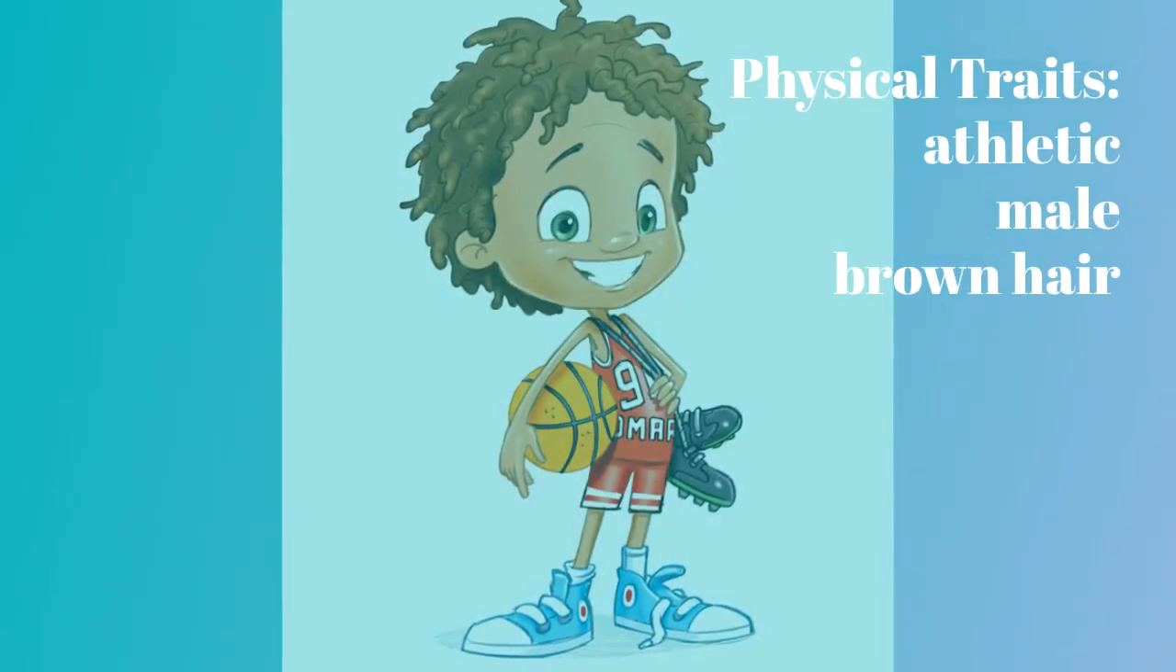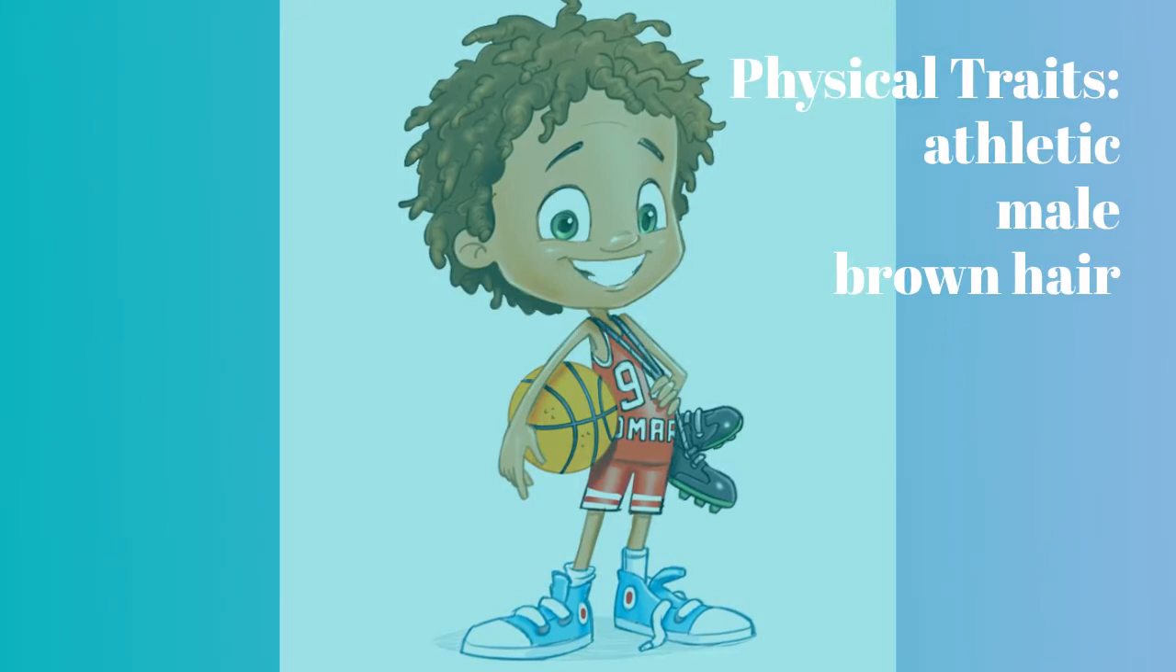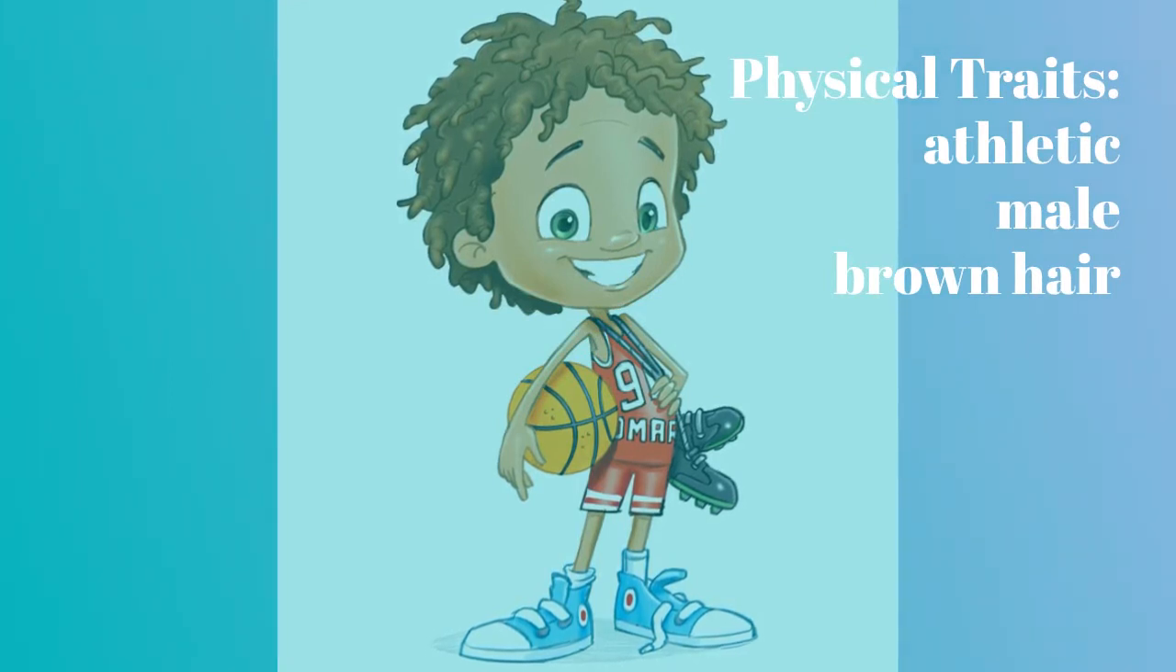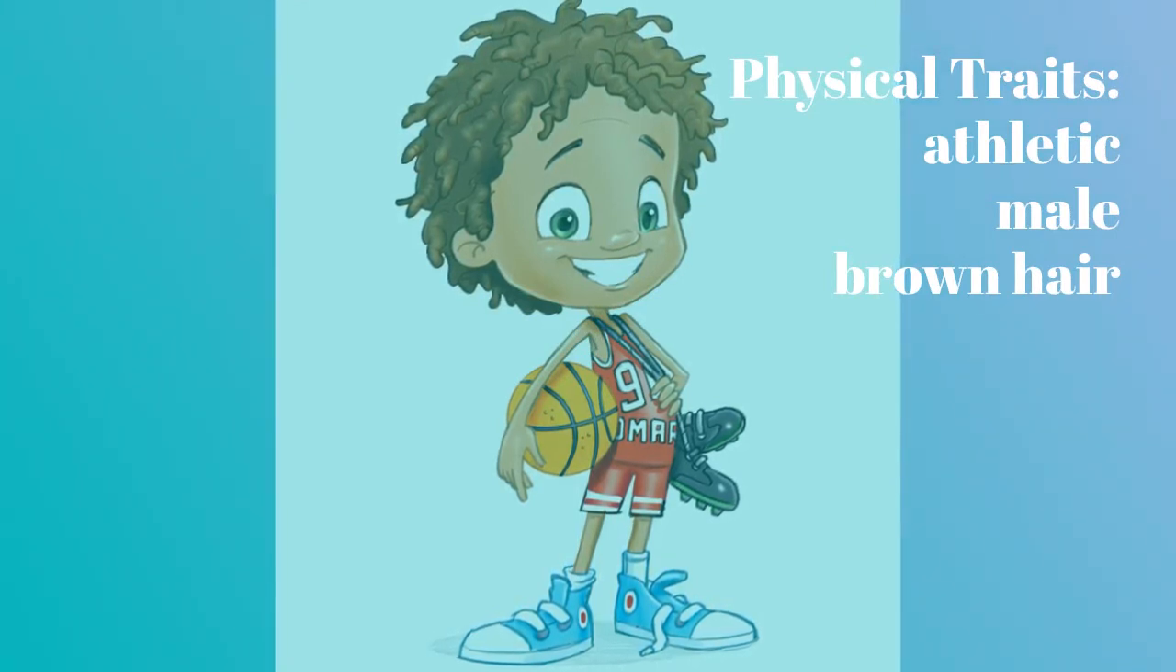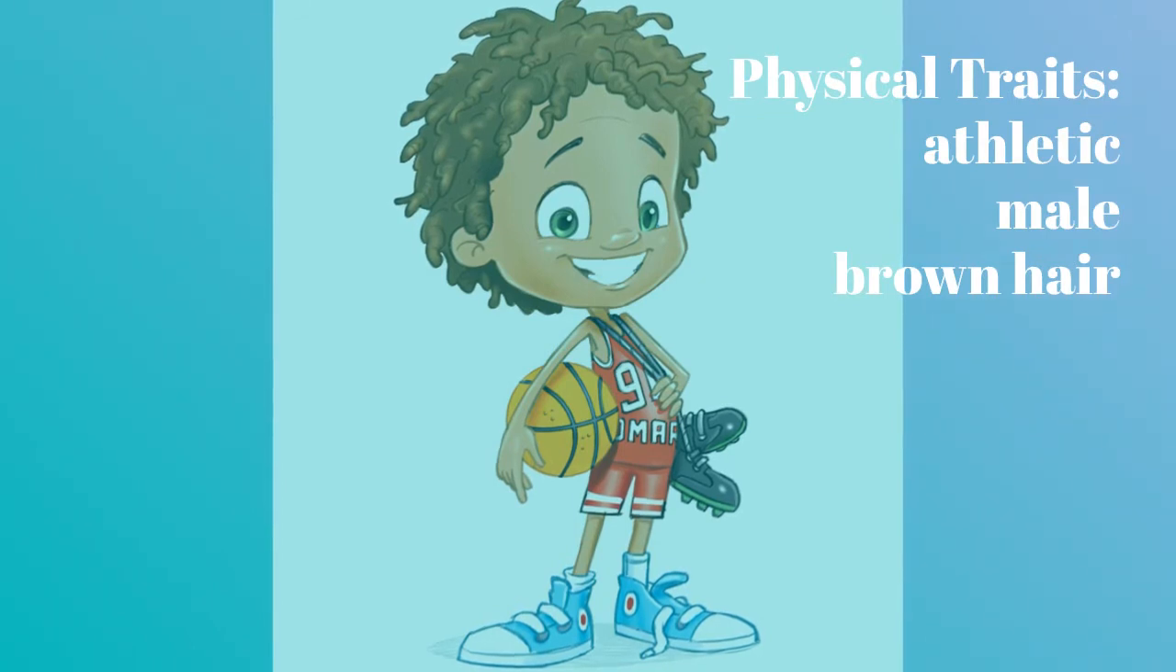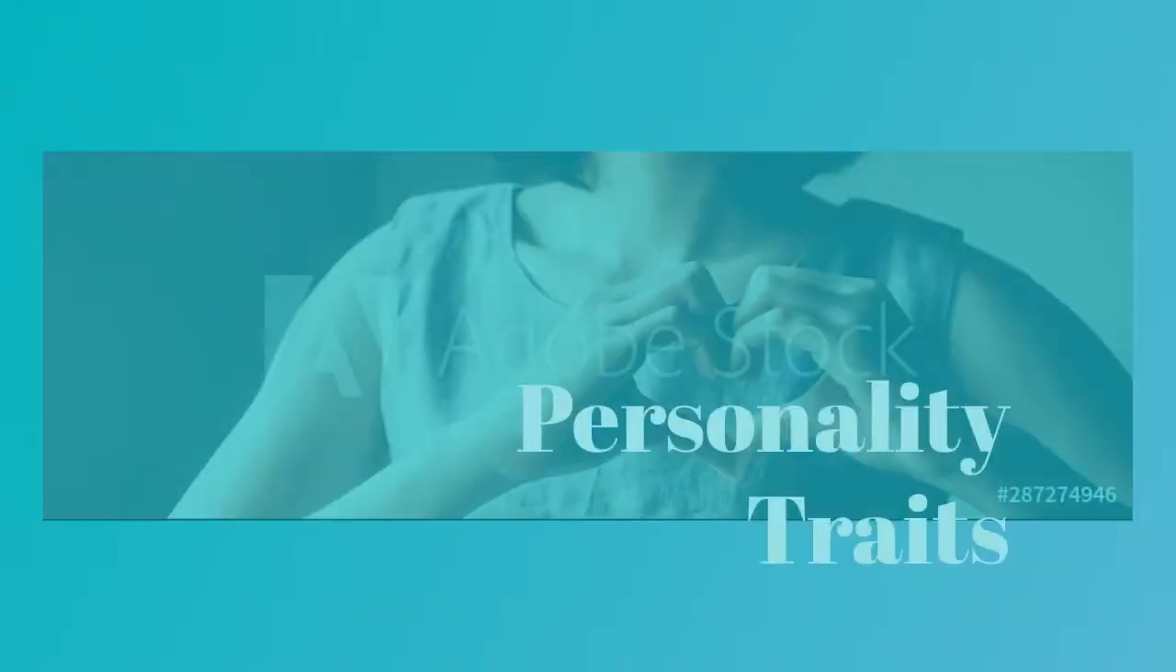This character's physical traits are that he's male, he has brown hair, he's wearing a jersey. We also can tell that he's athletic. He has a basketball as well as cleats that must be used for another sport.